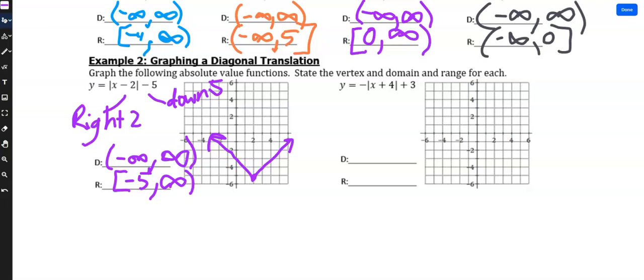Okay, several things going on in the next one. We got a reflection. Remember that changing the y's. So I know that this thing's going to be upside down. It's going to open down. And we got a left 4. And we got an up 3.